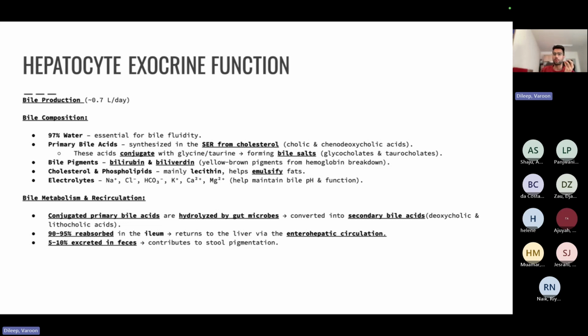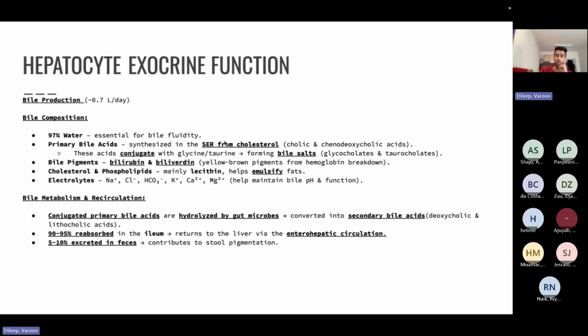So when we talk about the primary bile acids, they are produced in the smooth endoplasmic reticulum, and these include the cholic and chenodeoxycholic acids. And these acids conjugate with glycine and taurine, resulting in the formation of bile salts. When we talk about the bile pigments, these include bilirubin and biliverdin. I'll explain what they are in the next slides.